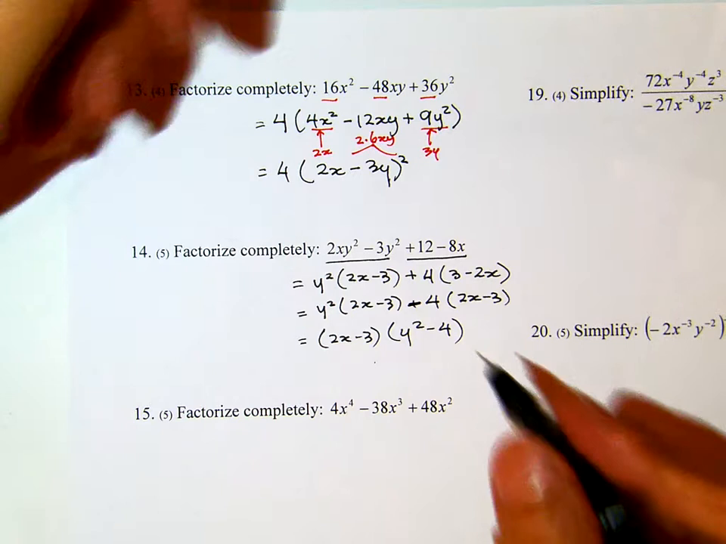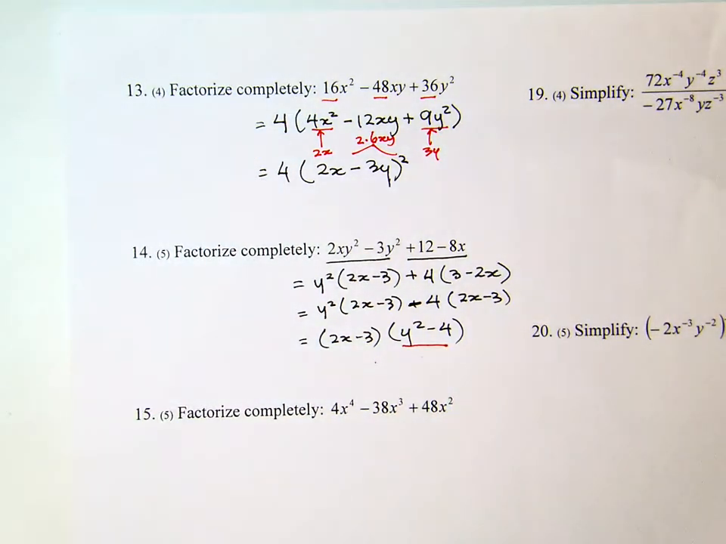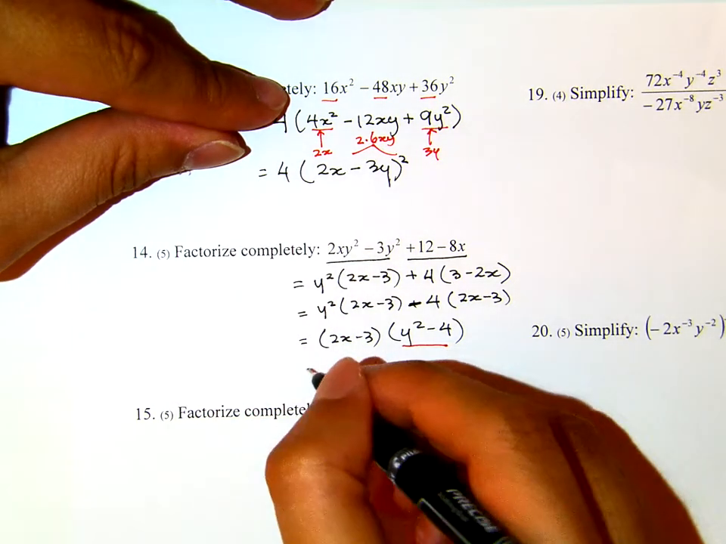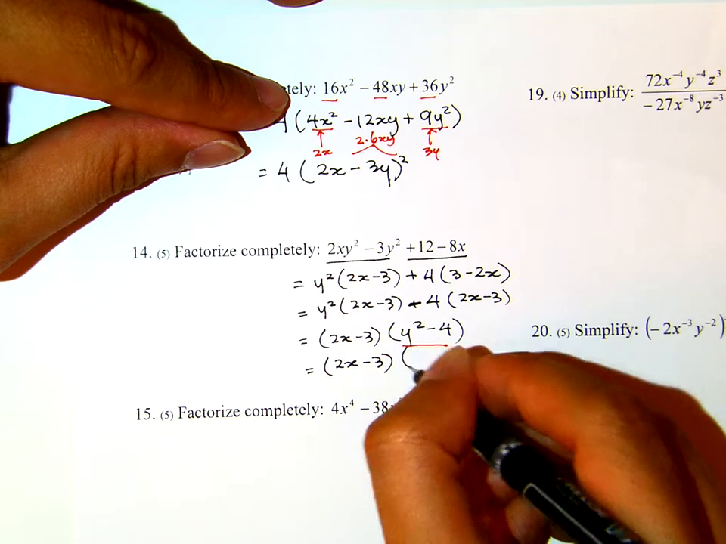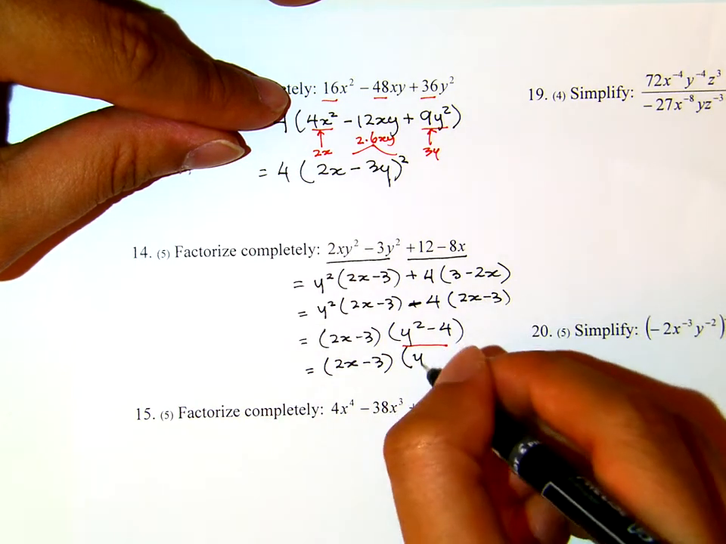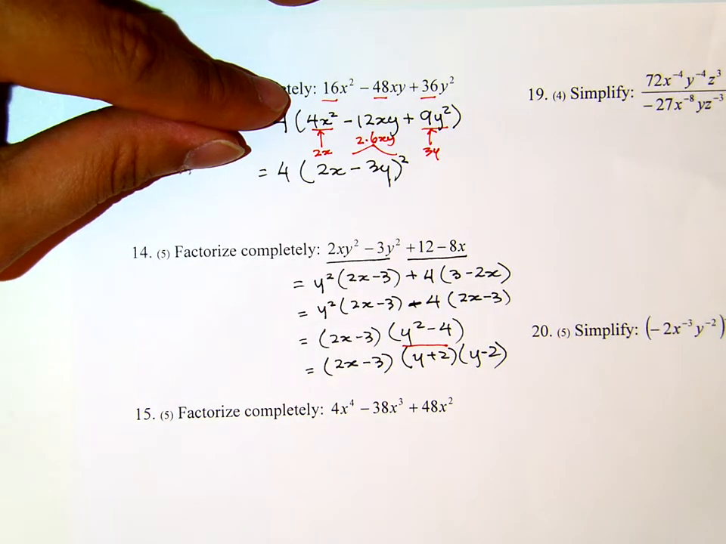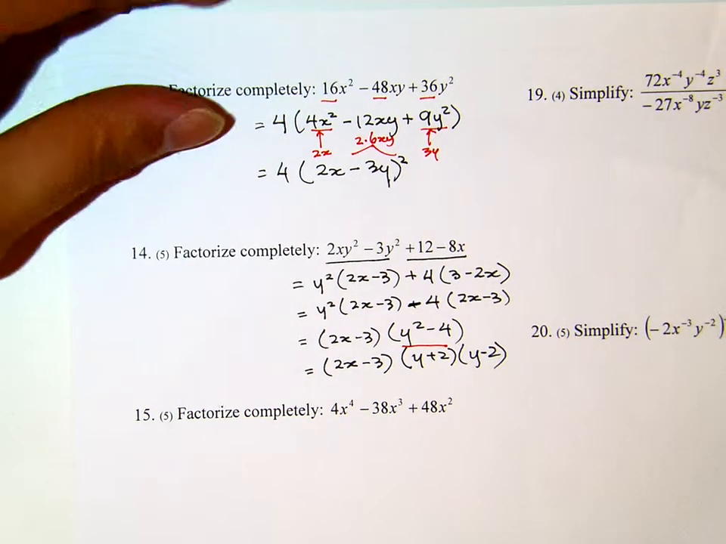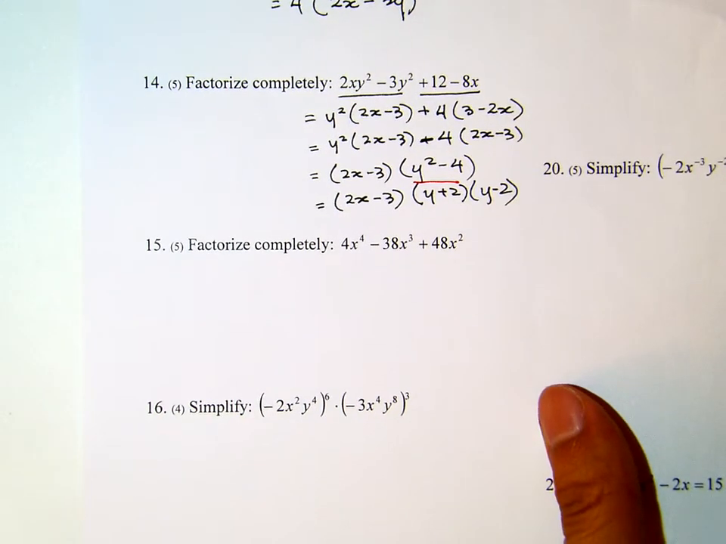Now, of course, if you think about this further, you can factorize this further, right? Because that's a difference of squares. So I copy this down, and the second factor becomes y plus 2, y minus 2. That's for number 14. Number 15, factorize completely again.